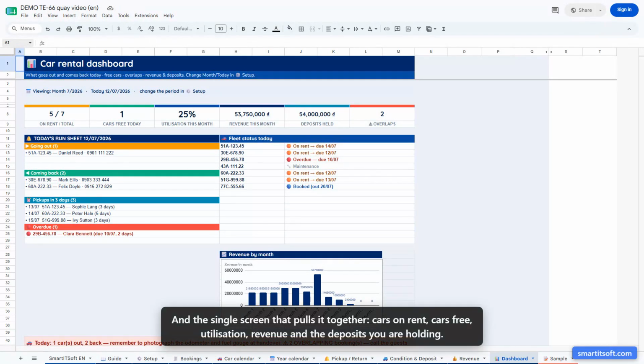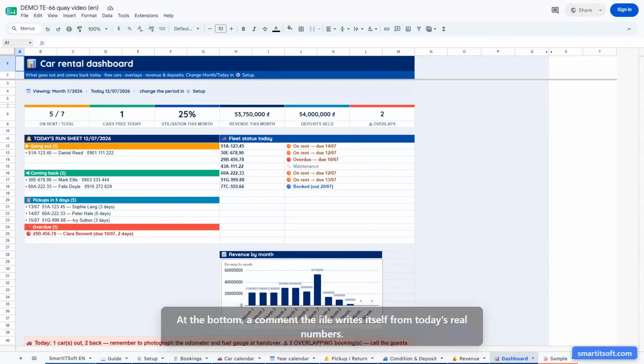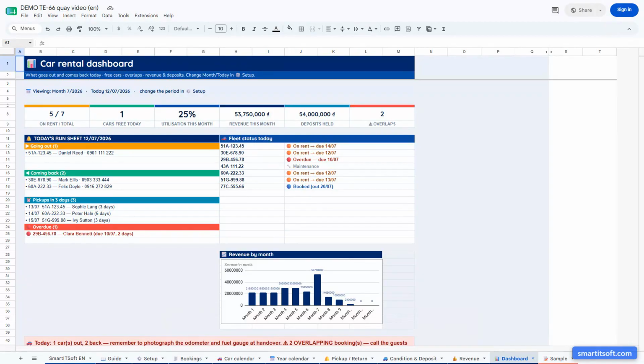And the single screen that pulls it together. Cars on rent, cars free, utilization, revenue, and the deposits you are holding. At the bottom, a comment the file writes itself from today's real numbers.